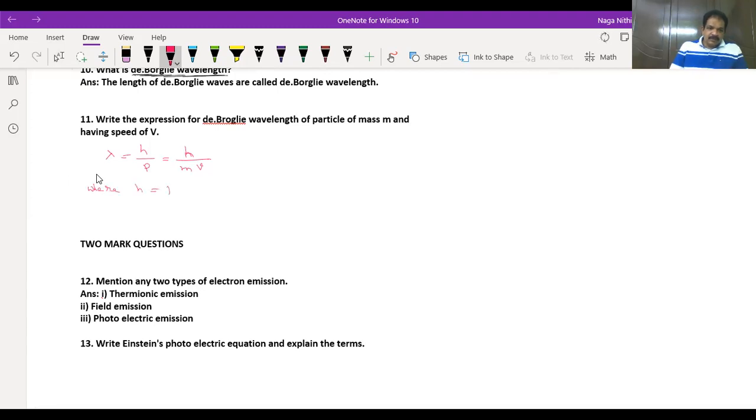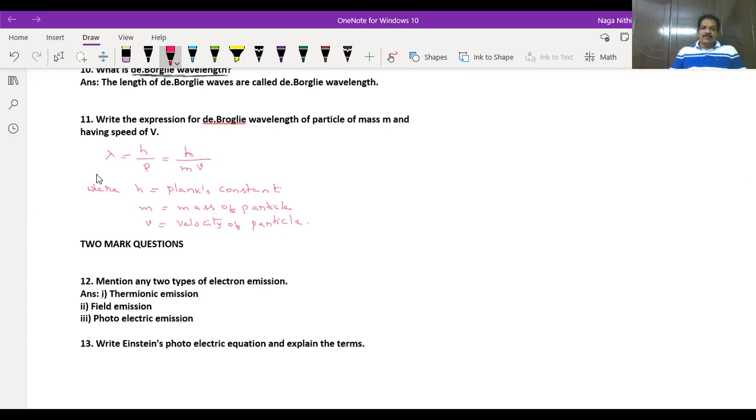h is equal to Planck's constant, m is equal to mass of particle, v is equal to velocity of particle. Okay. That is the formula for de Broglie wavelength.